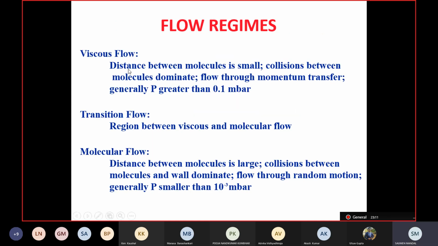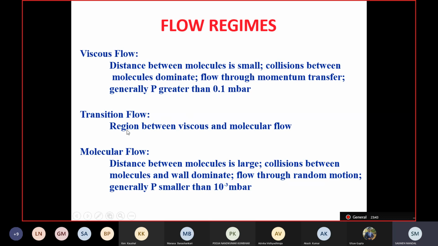In viscous flow, what is happening? The distance between the molecules is small, collisions between molecules dominate, and flow occurs through momentum transfer. These are very important points. Generally this is when P is greater than 0.1 millibar. In that pressure range, viscous flow dominates.